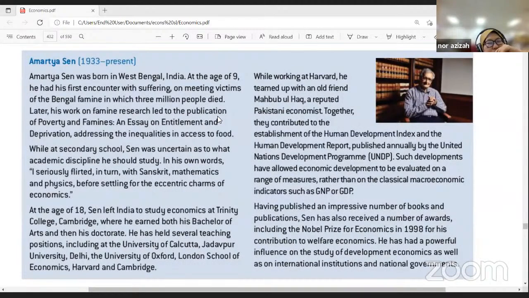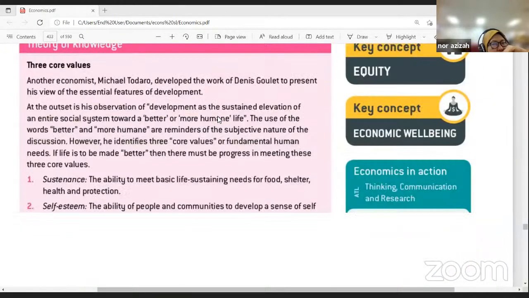Okay, so let's move on to, I think the next one, on the next page, will be in terms of concept, is that right?